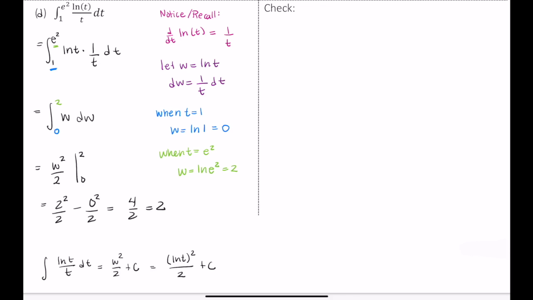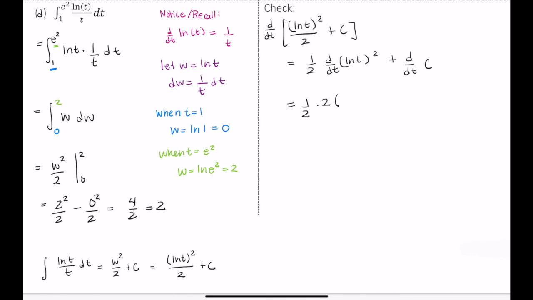To check our work, we need to find the derivative with respect to t of the natural log of t quantity squared divided by 2 plus c. This is equal to 1/2 times the derivative with respect to t of the natural log of t quantity squared plus the derivative with respect to t of c. So this is 1/2. And now we need to use the power rule to multiply 2 times the natural log of t. This is our inner function. This is our outer function.